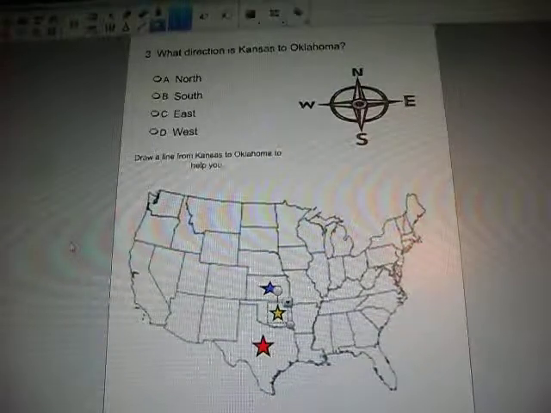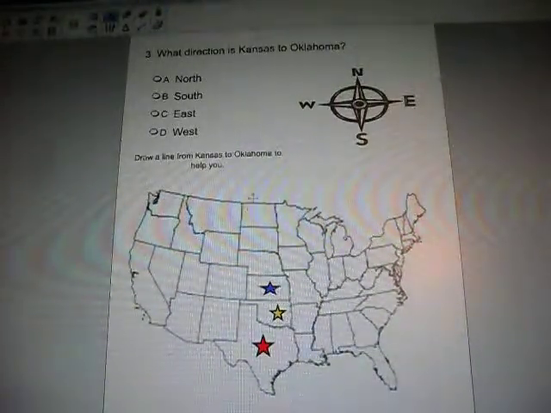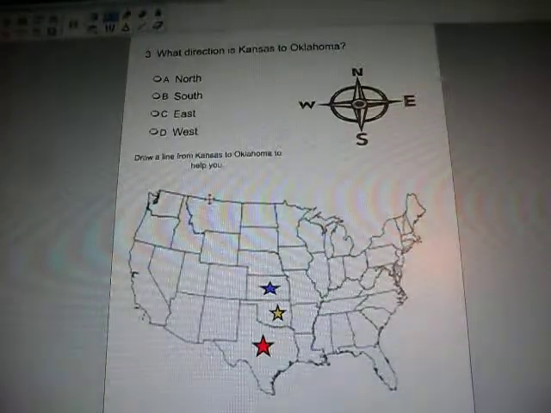Then the next slide is asking where Kansas is to Oklahoma. The same thing would occur with them drawing a line from one to the other, and they would be able to identify that that was a north-south line.